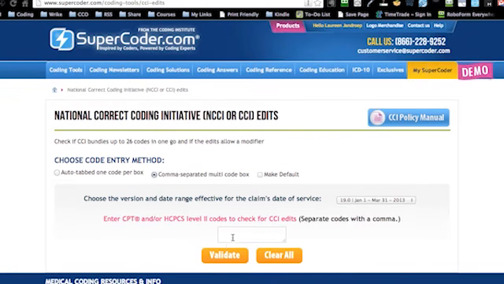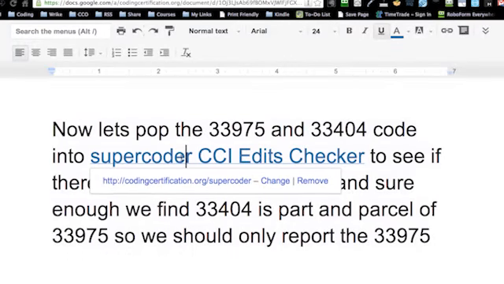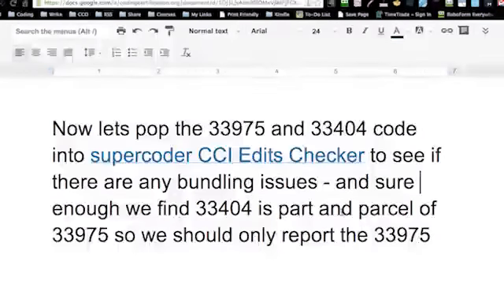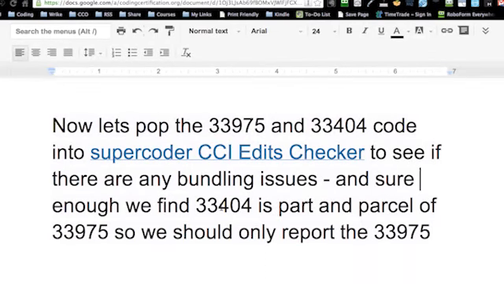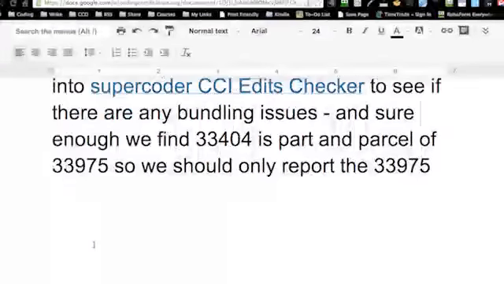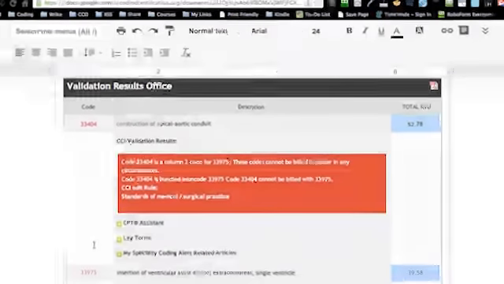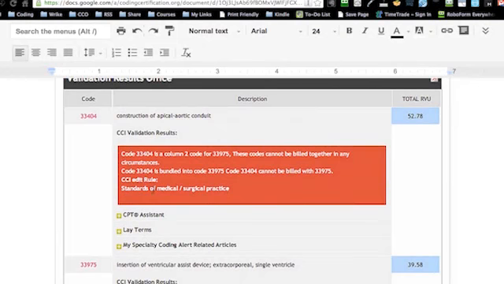Okay, so this is what I used. I popped in one code at a time, comma separated, multi-code box, and this is what it gave me. It said, sure enough, 33404 is part and parcel of 33975. So we should only report the 33975. And this is what it looks like. You get this big red box, and it says code 33404 is a column 2 code for 33975. These codes cannot be billed together in any circumstance, and that it's bundled.